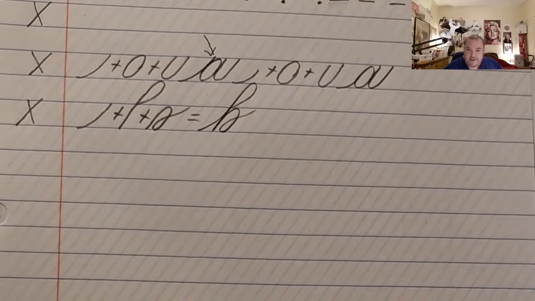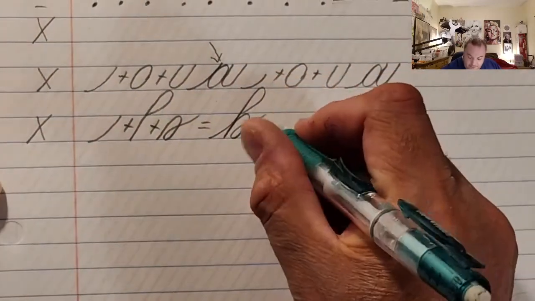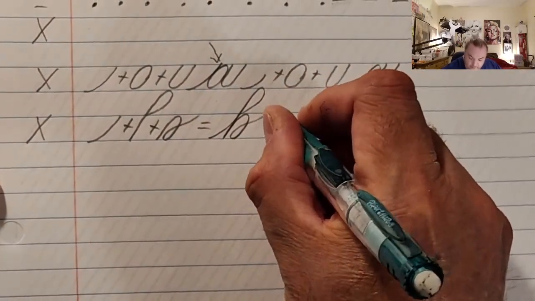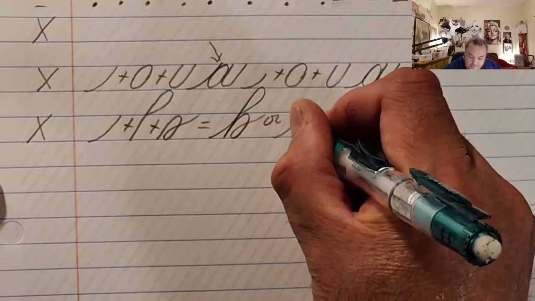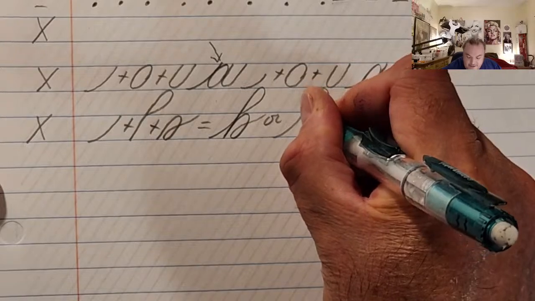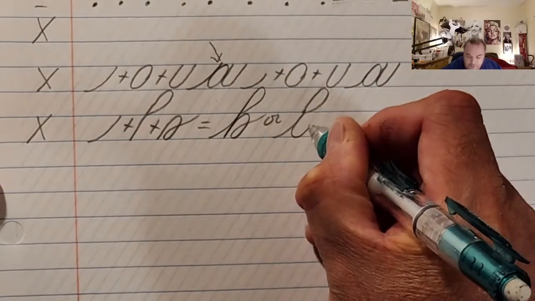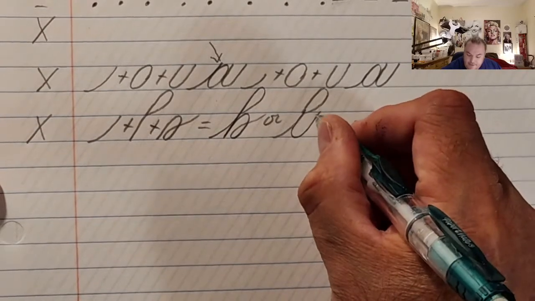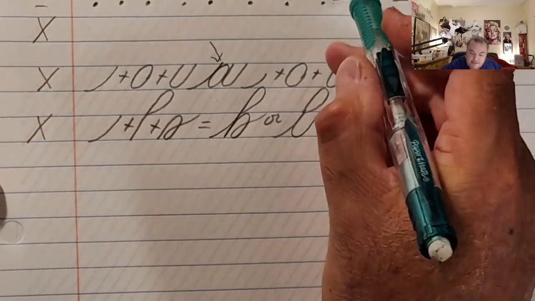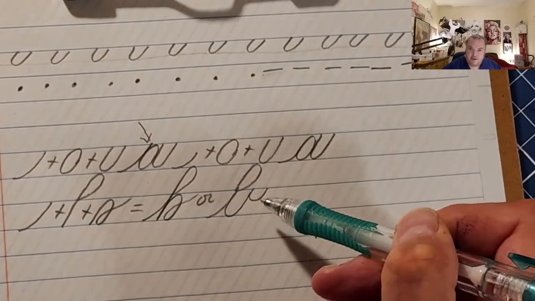Yay! We've learned something. We made a B. Isn't that cool? You could also make a B like this, or you can make an upstroke, an ascending stem loop, but instead of stopping, you're going to make an underturn and a connecting stroke. See this little connecting stroke? That is what we're using to make the B.